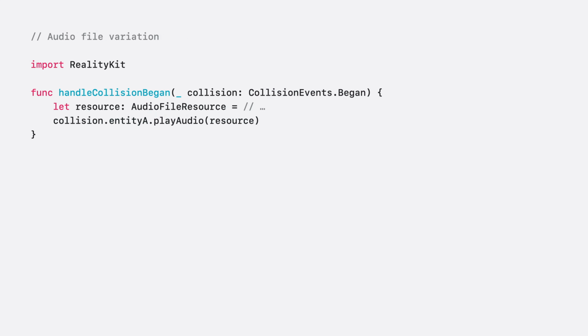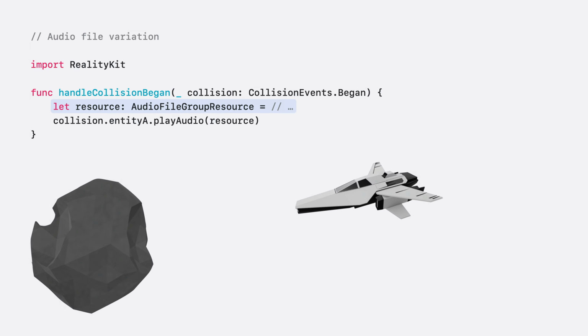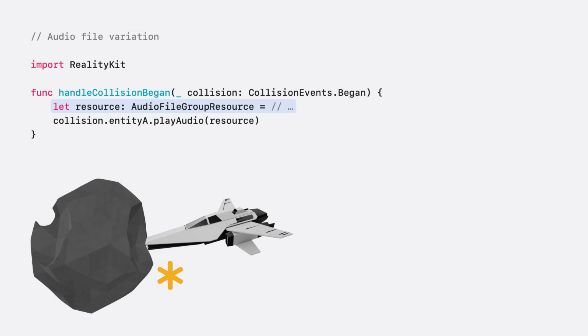Now, this is a good start, but this means that the same sound will play every time any two types of objects collide, at the same loudness regardless of how hard they collide with one another. I will refine our implementation by using the audio file group resource. Audio file group resources are constructed from an array of audio file resources. And each time you call entity.playAudio with an audio file group resource, a random selection from the audio file resources is played. For our collision audio, I can load a set of sounds which are subtle variations of the same sound event. This way, each time two objects collide, the sound naturally varies.